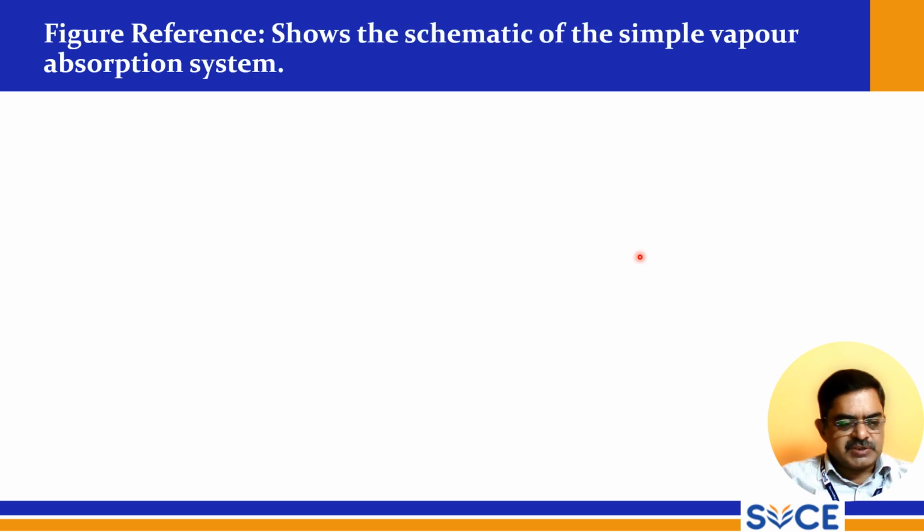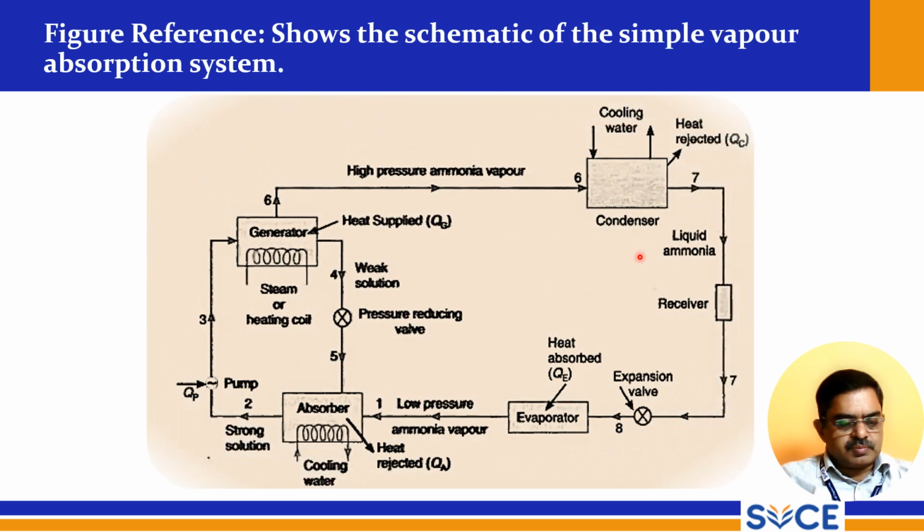So the schematic of the vapor absorption system. This is the complete picture. Now this is a cyclic process. It starts from the absorber. Heat is rejected here, that is QA. Cooling water is circulated in the absorber, and the ammonia vapor from the evaporator enters the absorber, and it becomes a strong solution.